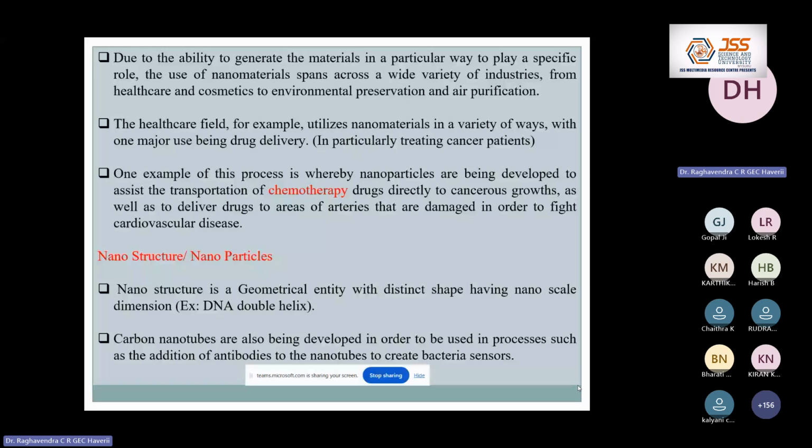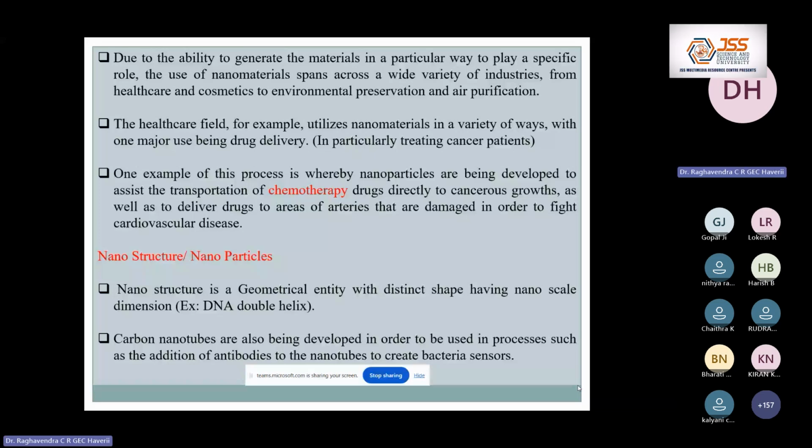The healthcare field, for example, utilizes nanomaterials in a variety of ways, with one major use being drug delivery, in particular treating cancer patients. One example is where nanoparticles are being developed to assist the transportation of chemotherapy drugs directly to cancerous growth, as well as to deliver drugs to areas of arteries that are being damaged in order to fight cardiovascular diseases. This is one of the advancements of these nano size materials.